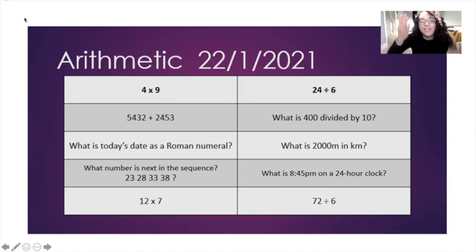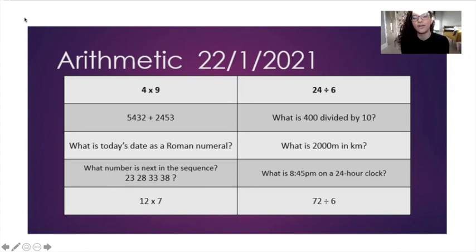Williams class, this is your arithmetic for today's maths lesson and the questions are as follows. 4 times 9, 5,432 plus 2,453. What is today's date as a Roman numeral? What number is next in the sequence? 23, 28, 33, 38, 12 times 7, 24 divided by 6.